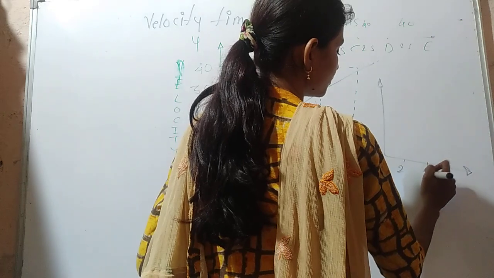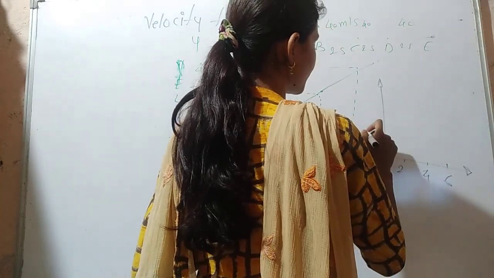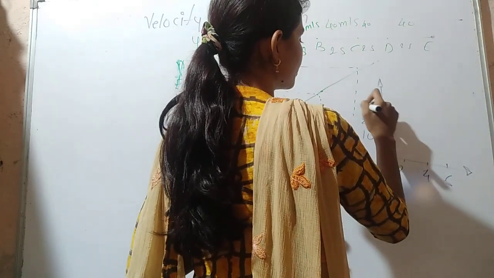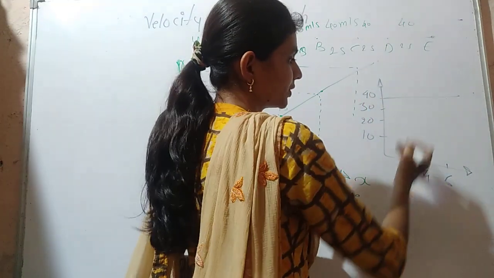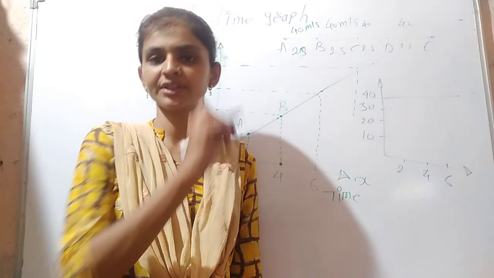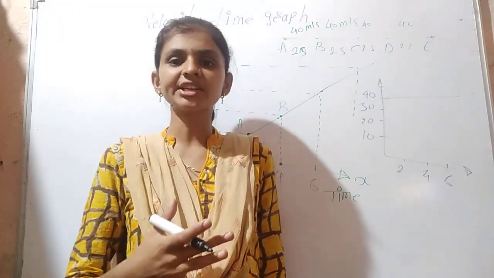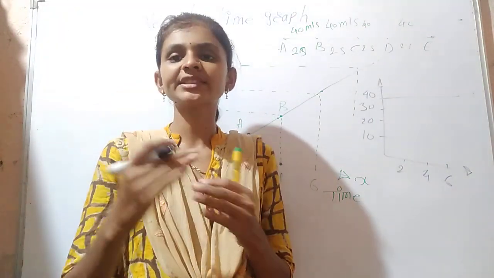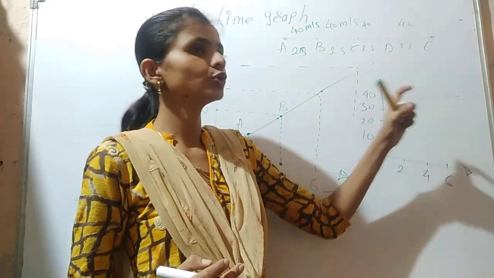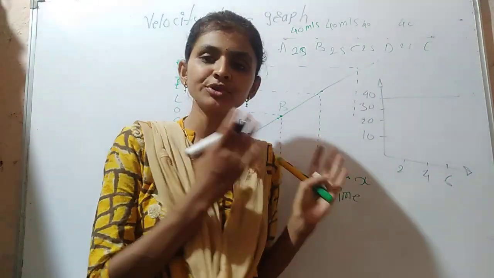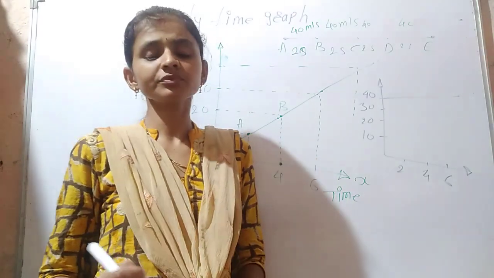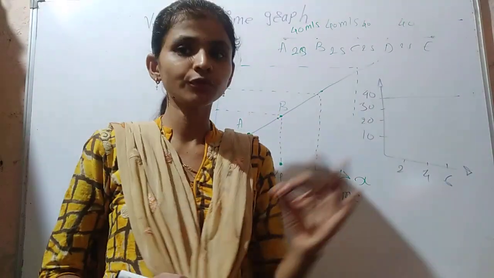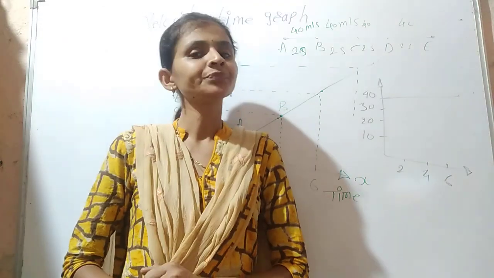Suppose this is 2, 4 and 6 on the time axis, and here is our velocity: 10, 20, 30 and 40. If velocity is constant, we get a velocity time graph that is a straight line, but that straight line is parallel with the x-axis. So this is the uniform velocity graph. By using this uniform velocity time graph, we can calculate the distance.